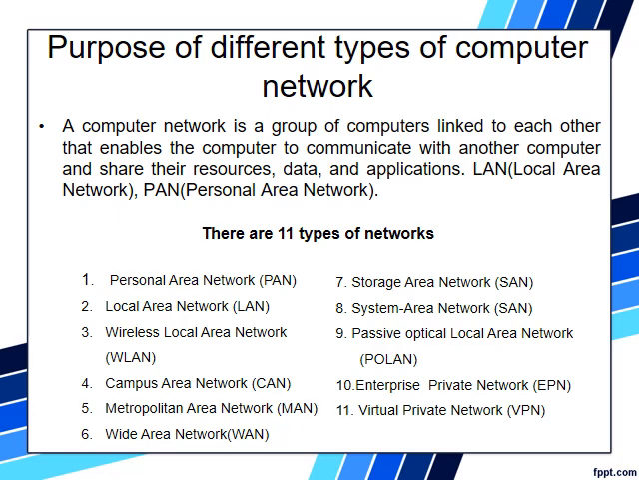There are 11 types of networks: personal area network, local area network, wireless local area network, campus area network, metropolitan area network, wide area network, and the seventh one is storage area network, system area network, passive optical local area network, which means POLAN. The 10th one is enterprise private network, EPN, and the last one is virtual private network, VPN, the most popular one.